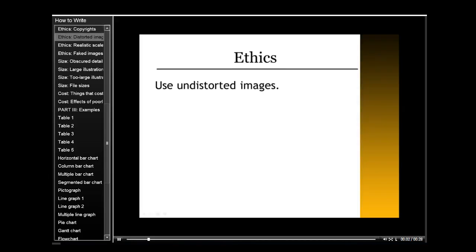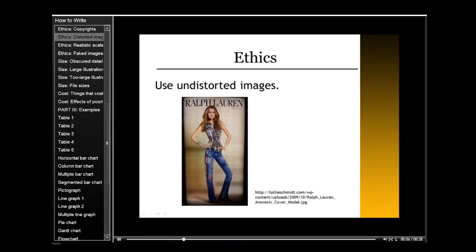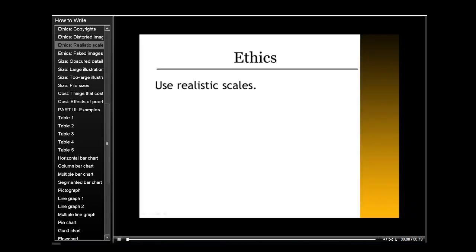Distorted images are a big problem as well. Here's a famous example. What's wrong with her? Let's see. Oh, I know. Her head is bigger than her waist. Can this actually happen? Oh my, no. Big problem here. Don't distort images, don't change images. Show things as they really are.